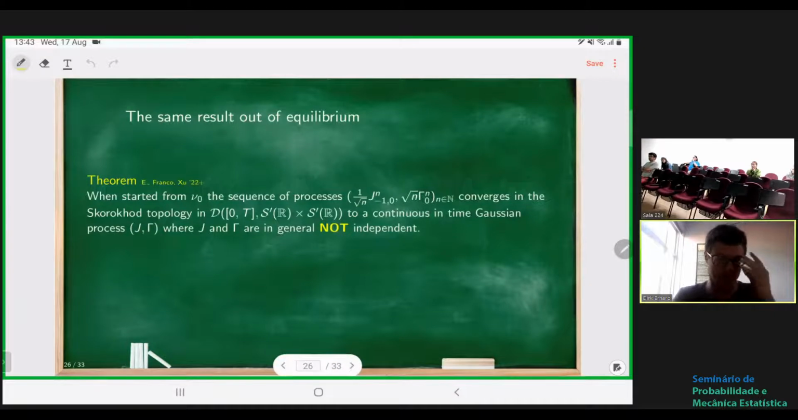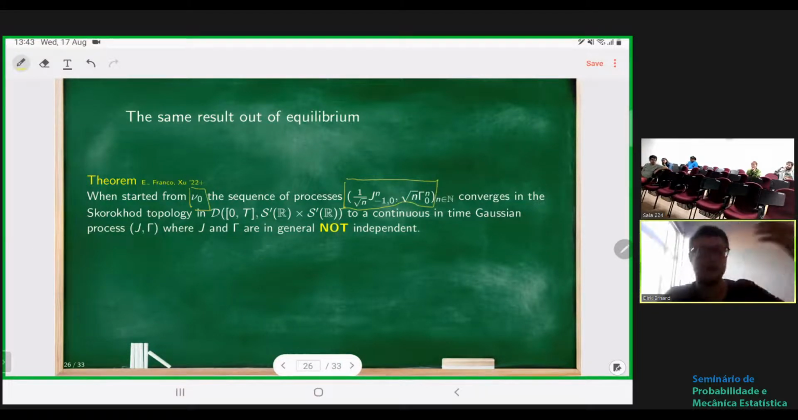So this is the content of this result. If you start the exclusion process from the product Bernoulli measure associated to a profile, then this joint sequence of processes, where the first coordinate is the current and the second is the occupation time, converges in distribution to a Gaussian process where the two coordinates J and gamma are in general not independent.